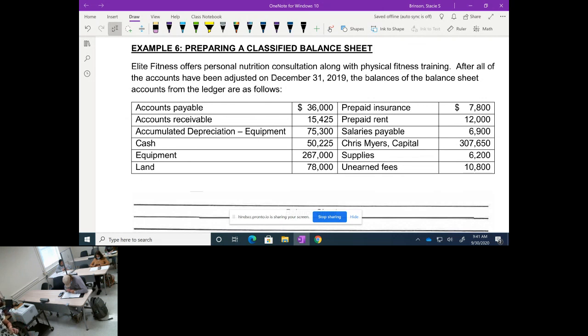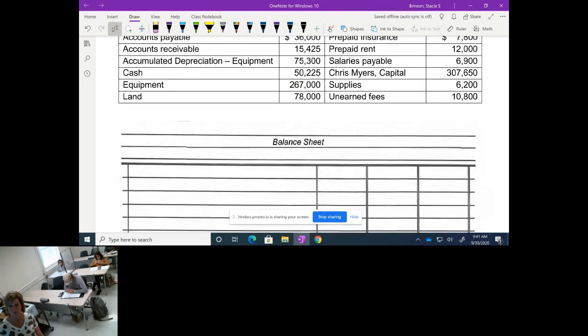Okay, and remember, in chapter 1, we didn't know about adjusting entries yet, so we just took numbers and prepared financials, and we would assume that they were adjusted. Now that we've learned the process, the financial statements are gonna be done after the adjustments are posted, because we need to make sure the numbers are right. We're not gonna prepare financials that have unadjusted numbers on them. Okay, so on the top line, what are we gonna put? Elite Fitness.